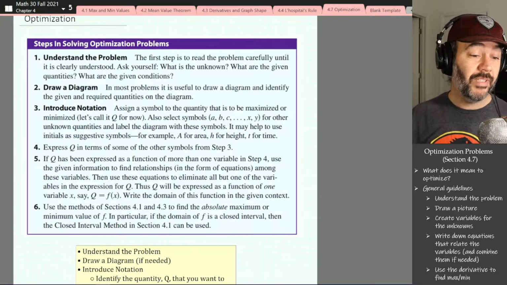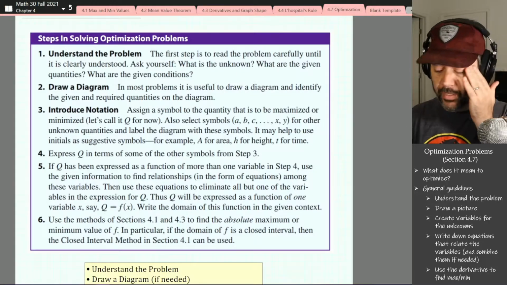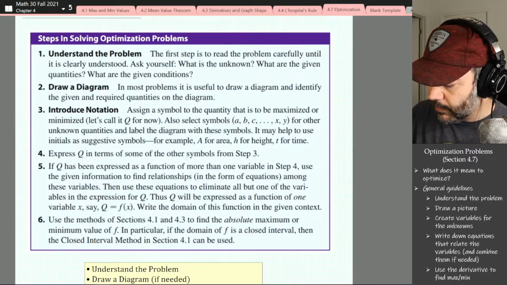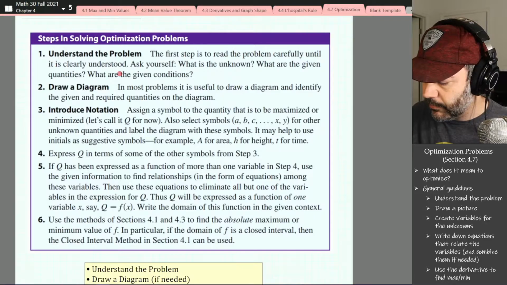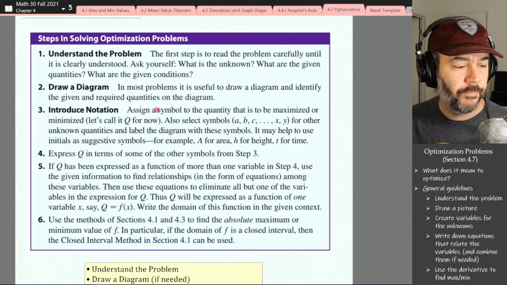Your book has a really nice outline, which I invite you to read. Go look for this in 4.7. And if I'm going to summarize it in a second, it basically says understand the problem. They give you some ideas. So first step, read the problem carefully. Ask some questions about the unknowns, what's given. Key one, draw a diagram. In most problems, it's useful to draw a diagram.